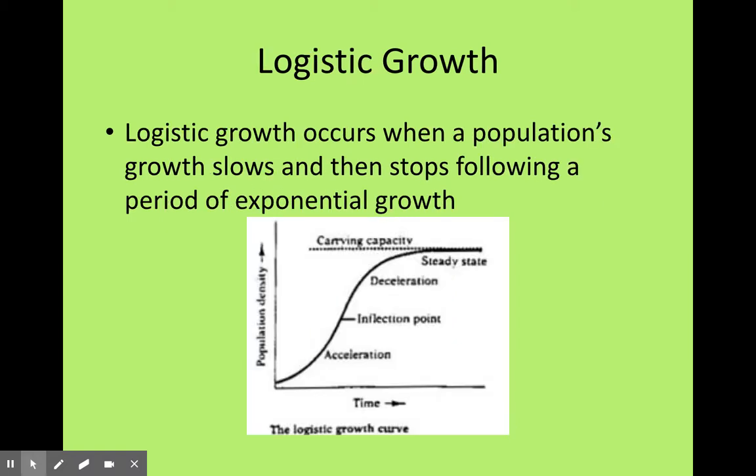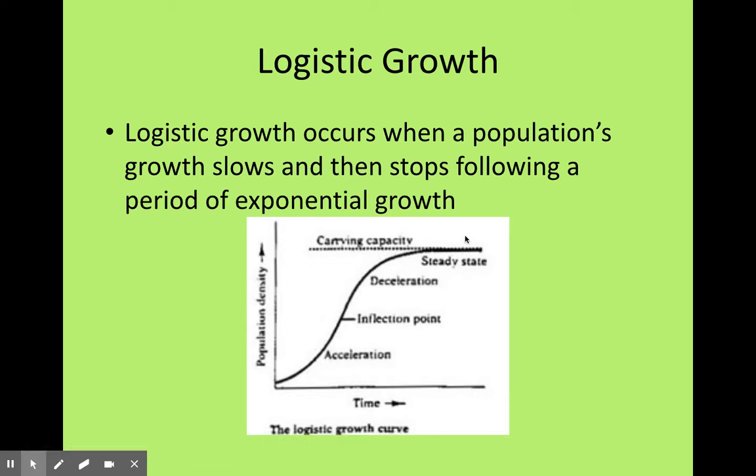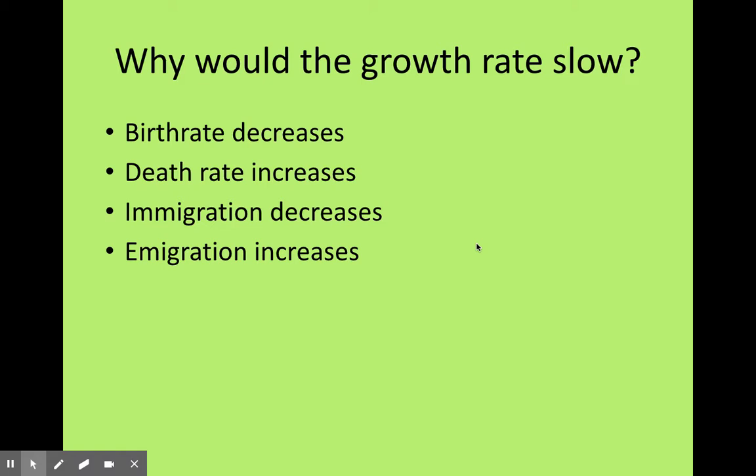Then we have logistic growth, and this is where a population's growth starts to slow and then stops growing following a period of exponential growth. So the graph would start kind of exponential, like that J shape, and then it would start to level off. So why would that growth rate level off? There are a couple of things that can affect this happening. The birth rate could decrease, the death rate could increase, immigration could decrease, or emigration could increase.